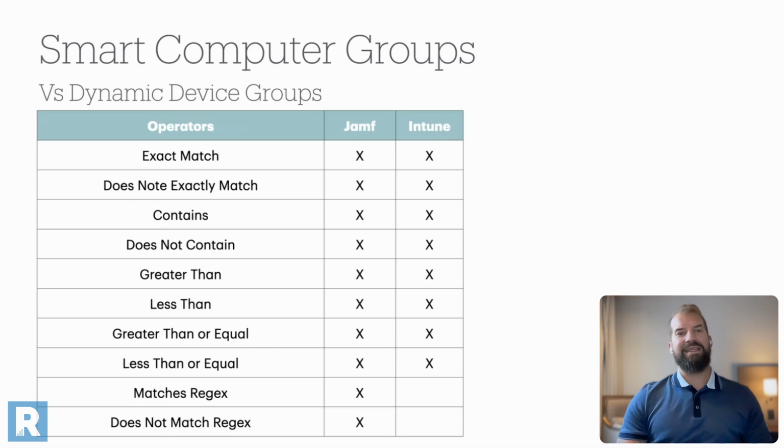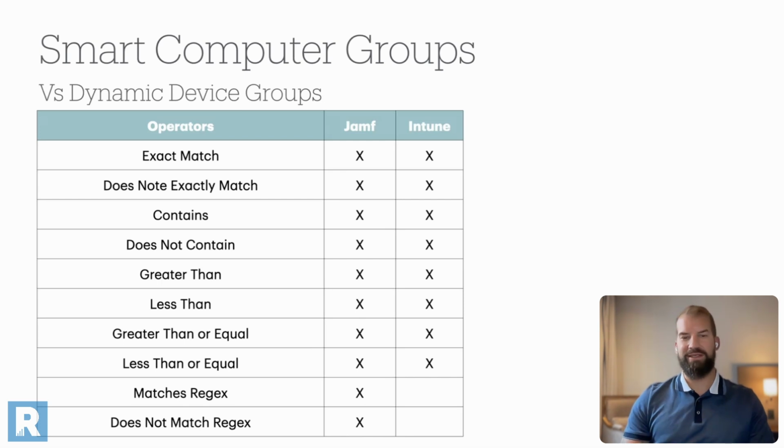Next, let's look at smart computer groups. This is another really powerful part of Jamf Pro. So Intune has something similar to that called dynamic device groups. So I wanted to take a look at how these two compare. When it comes to operators, Intune actually has quite a bit that you can use as an operator. But the one thing that Jamf has that really blows it out of the water is the ability to use regular expressions. That is huge for me.